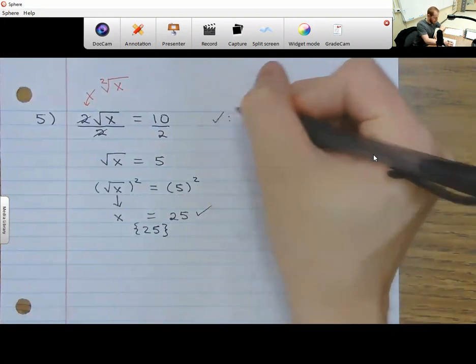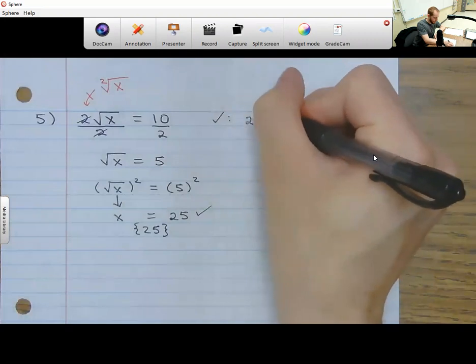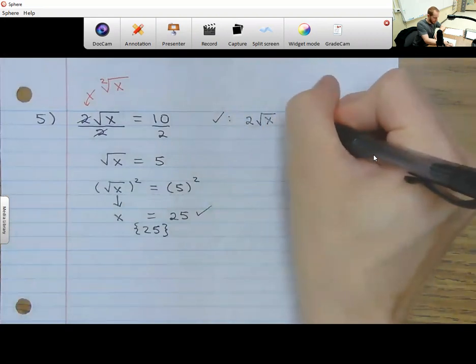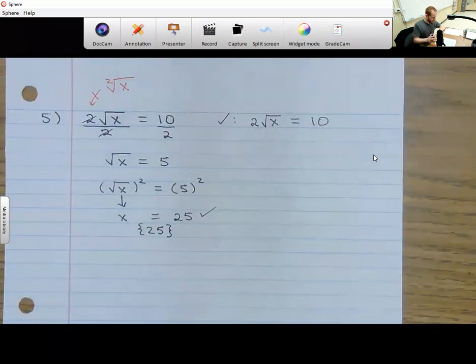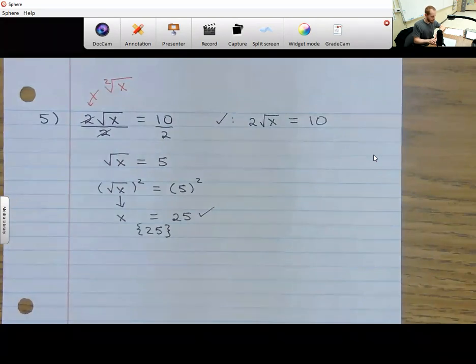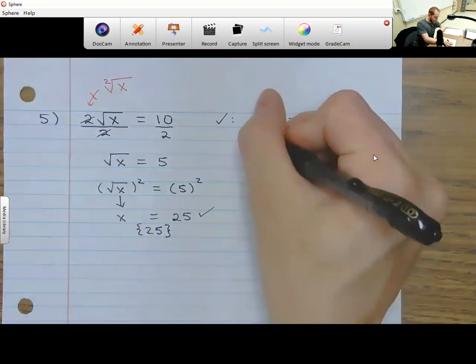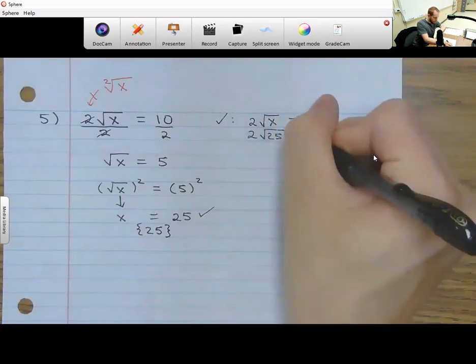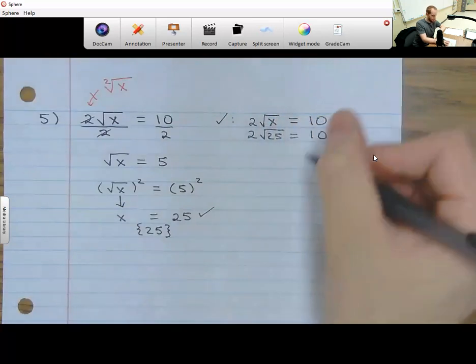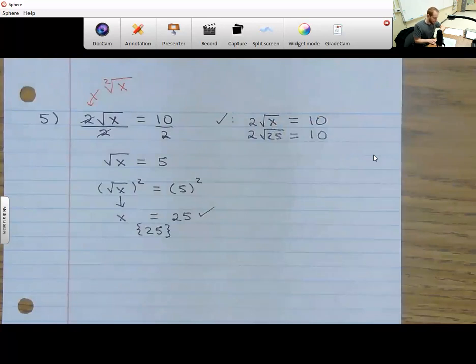So I go over here, and I have 2 times the square root of x is equal to 10. I'm just writing out what they gave me in the first place. And then I'm going to replace the x with my answer, my 25 right here, right? So I get 2 times the square root of 25 should give me 10. So I replace the x with a 25.